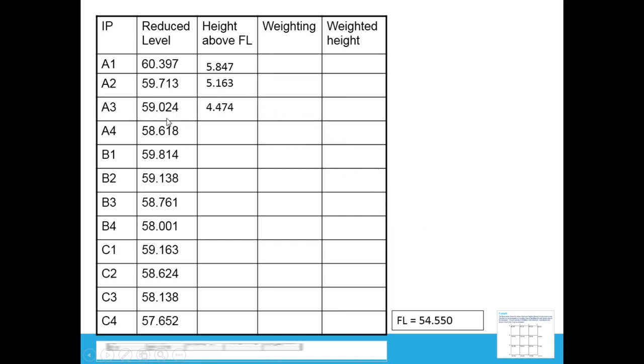Okay, for A3, the reduced level 59.024 minus the formation level, which is 54.550, and so on. For each one of them, the height above the formation level is the reduced level minus the formation level, which is this number. Now we've calculated this height above the formation level. Now we are going to calculate the weight, or the weighting, for each intersection point.